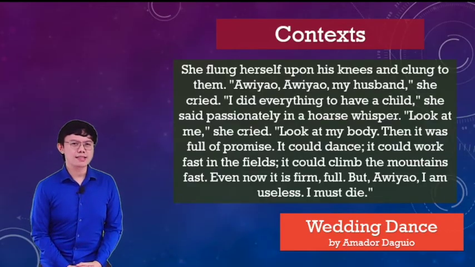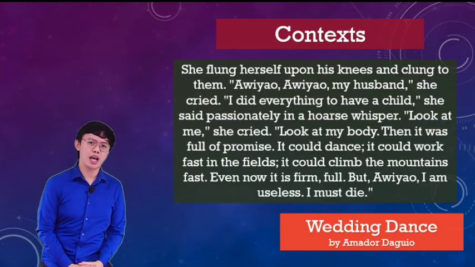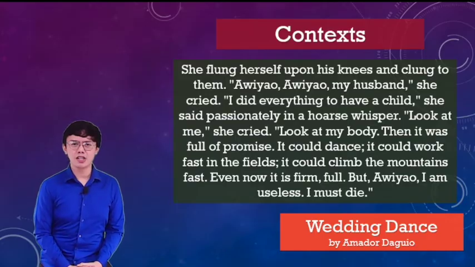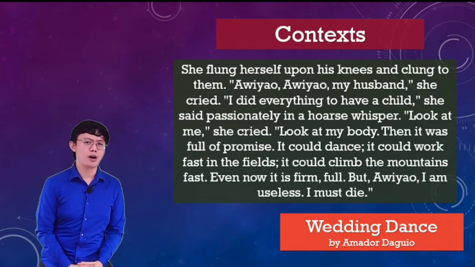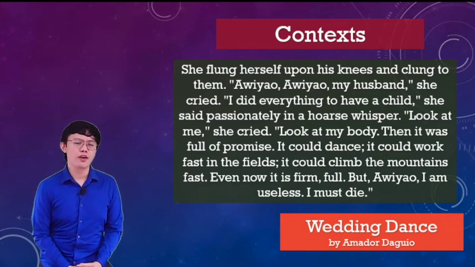This is from The Wedding Dance by Amador Daguio. What do you think is the reason why Lumnay, the one speaking, is so keen on having a child? Why did she say she must die just because she can't have a child? What context, class, must be explored here? Comment your answers on the comment section. Again, which of the four must be used?